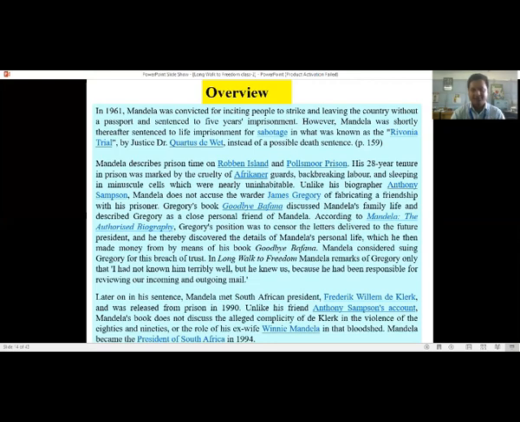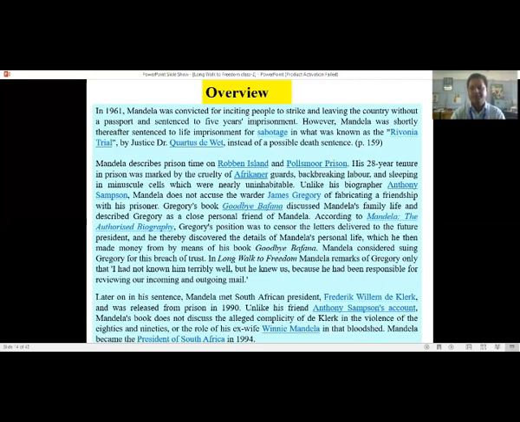He mentions James Gregory, who wrote a book on Nelson Mandela named Goodbye Bafana. He made money by publishing this book. Mandela considered suing Gregory for this breach of trust.